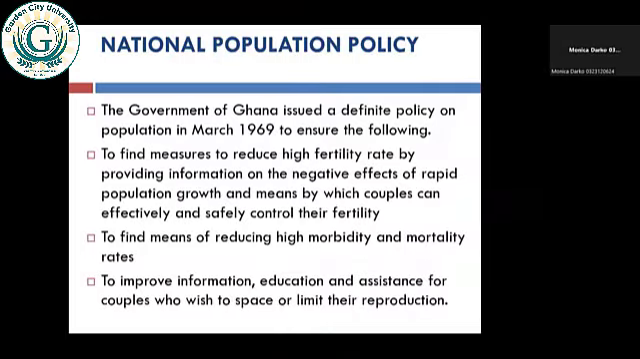We also said that there are some rights and policies in Ghana, and that the government of Ghana issued a definite policy on population in March 1969 to find measures to reduce fertility rate by providing information on negative effects of rapid population growth, and also to find means of reducing high mortality and morbidity rates, and to improve education and assistance for couples who wish to space and limit their reproduction. So there was a policy by the government in 1969.